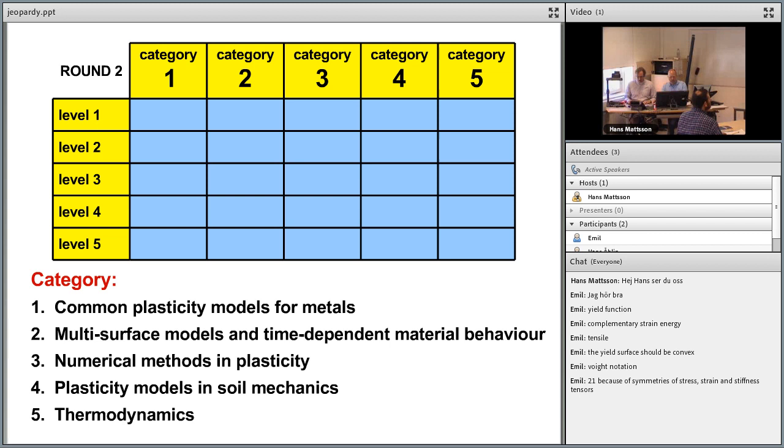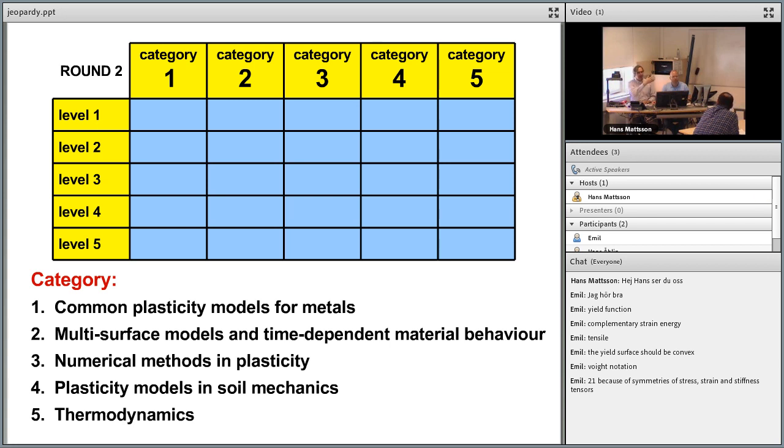And then I will make the rules again. 5 categories, 5 levels. Level 1 easy, level 5 difficult. 1 point for a correct answer, minus 1 point for a wrong answer. And you understand that now it's very important. We will take the answer you give to us. So please don't give an answer if you don't know. We will take it, and it's 1 if it's correct, minus 1 if it's wrong. A question will be chosen first by group number 2 on category and level, and I will read the question.